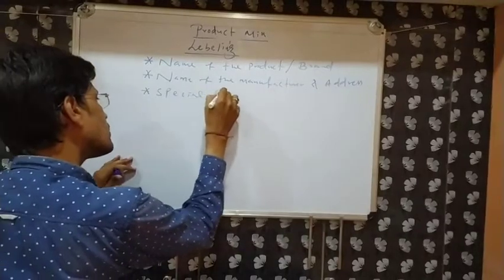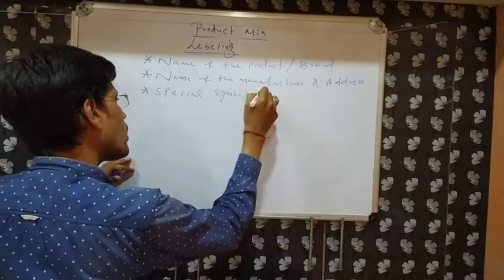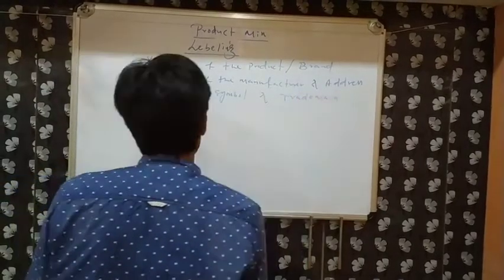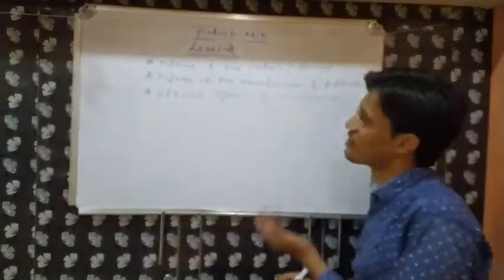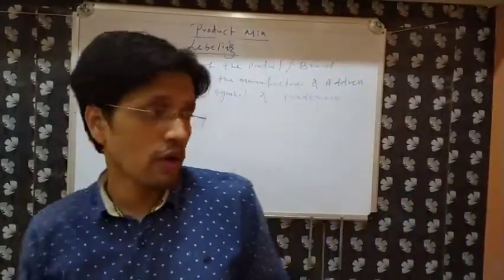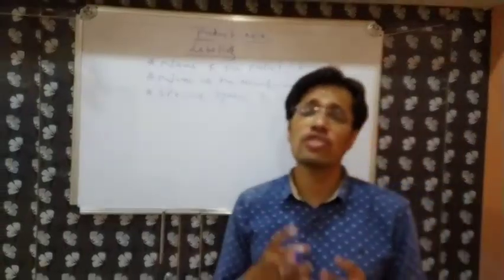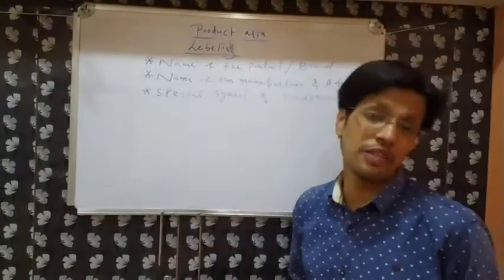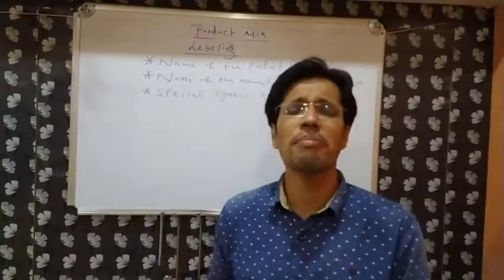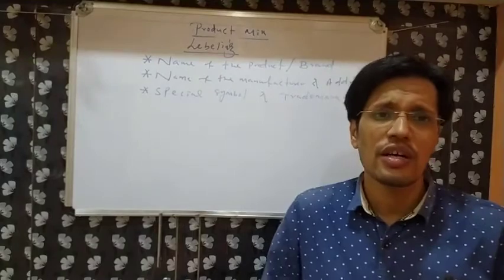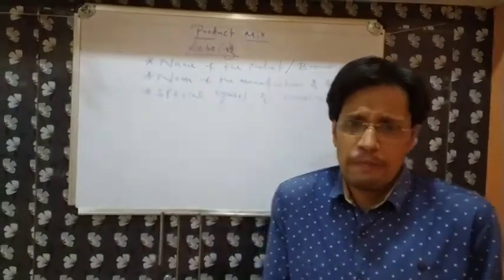Next, it is some special symbol and trademark. What are special symbols and trademarks we are really talking about? Why are these trademarks and symbols given? In order to distinguish. It's a mark of quality, it's a mark of dignity, isn't it? It's a purity symbol, you can say.